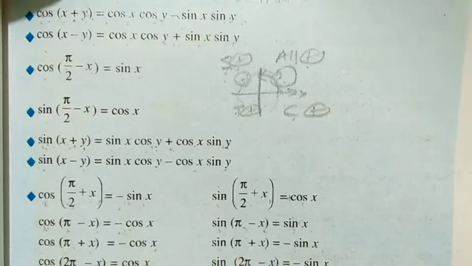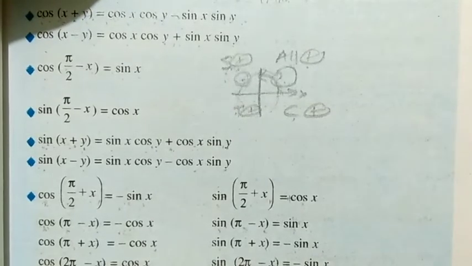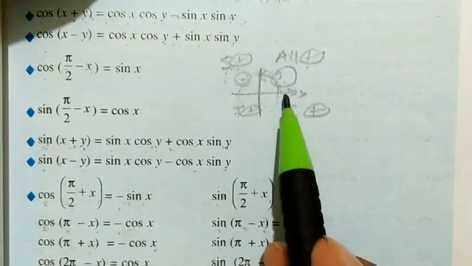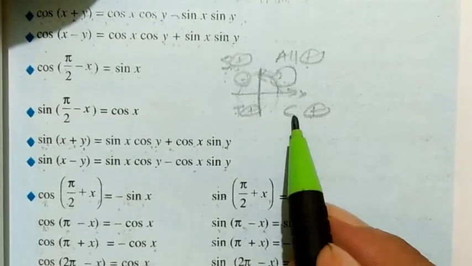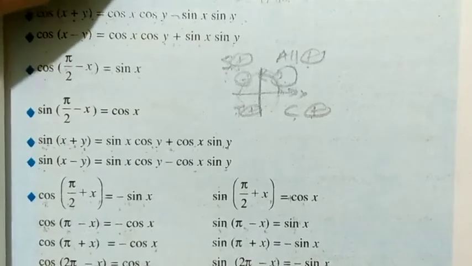Similarly, sine of 2 pi minus x is minus of sine x, because with 2 pi the name will not change. So sine, and here 2 pi minus x means the fourth quadrant. In the fourth quadrant, sine is negative. Okay, so we are putting minus of sine x.